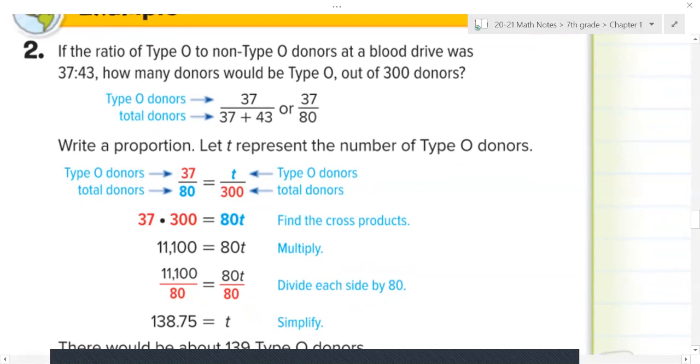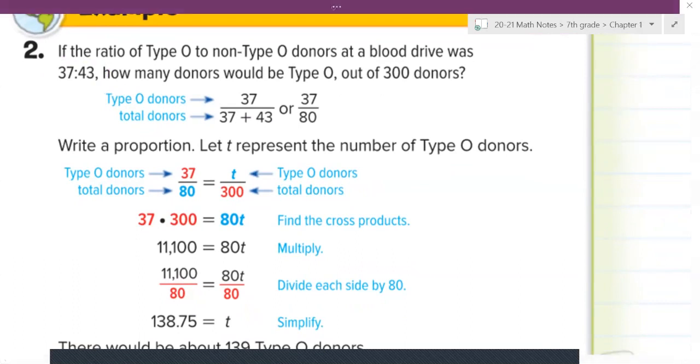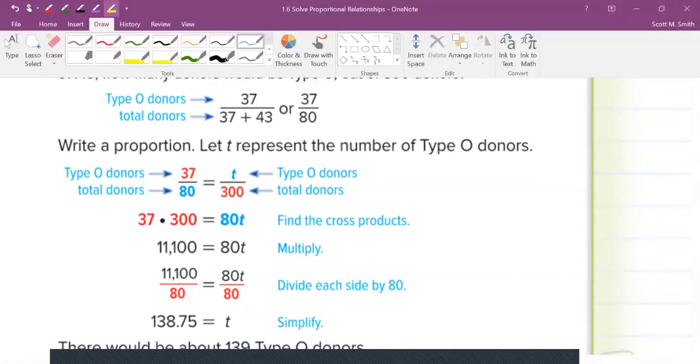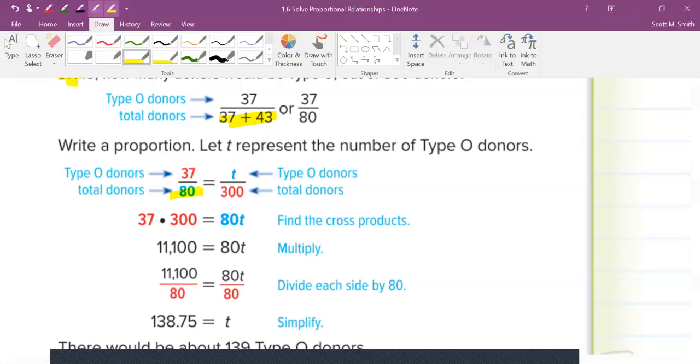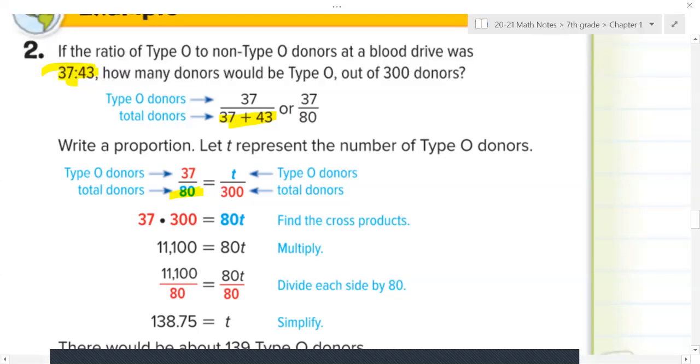So we take this ratio here, and the way to remember that it's something different is it almost looks like military time, where there's a number and then a colon and then another number. So we're going to add those two together. I'm going to go ahead and highlight this and this and this. We're going to add those two together.